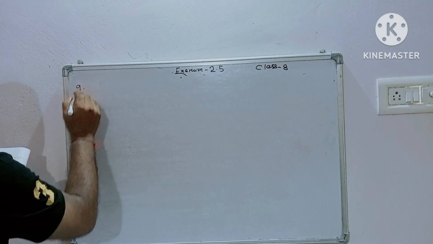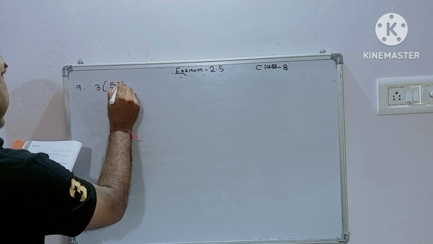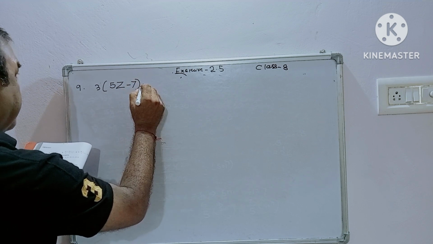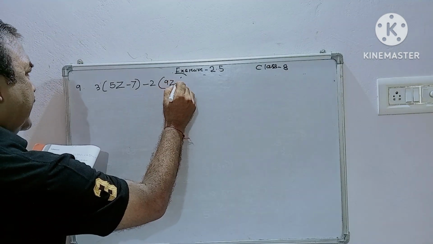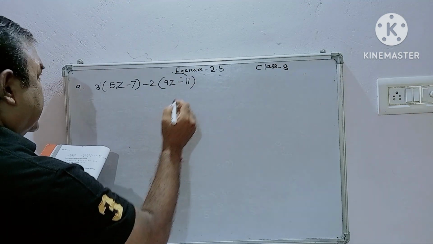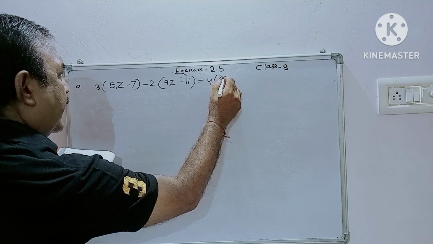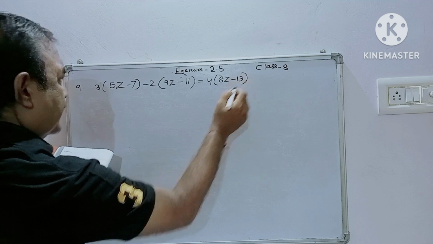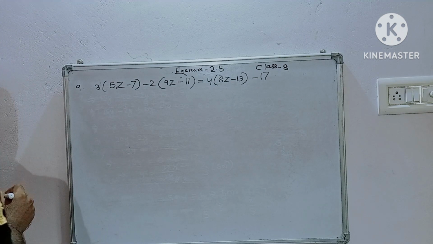And question number 9. 3 into (5z minus 7), the bracket ends, minus 2 into (9z minus 11), that is equal to 4 into (8z minus 13), the bracket ends here, minus 17. So we'll have to solve it.